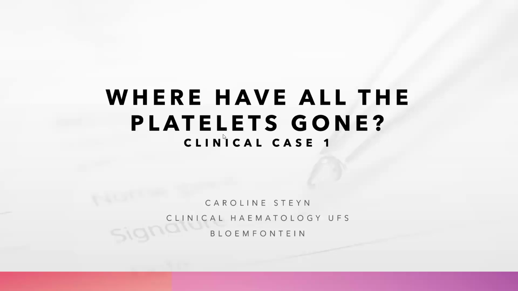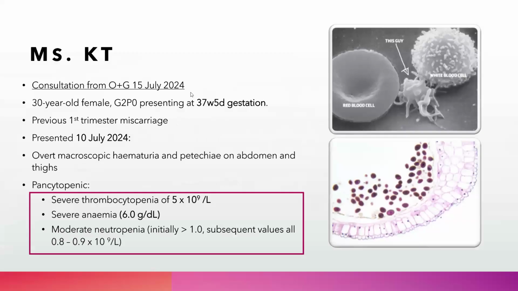So my talk is titled "Where Have All the Platelets Gone?" and this is clinical case 1, and yeah, this is our patient. So our patient is Miss Katie. She was initially actually a consultation to clinical hematology from the obstetric service in mid-July of this year. She's a 30-year-old lady, gravida 2 para 0, presenting at basically a term pregnancy, 37 weeks, almost 38 weeks gestation.